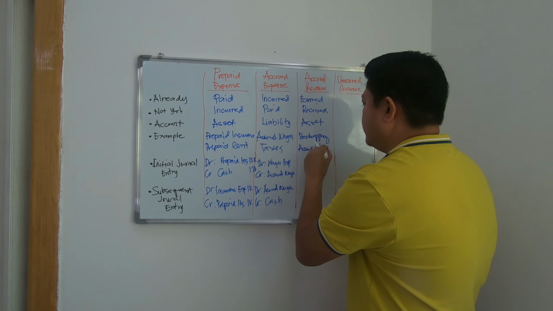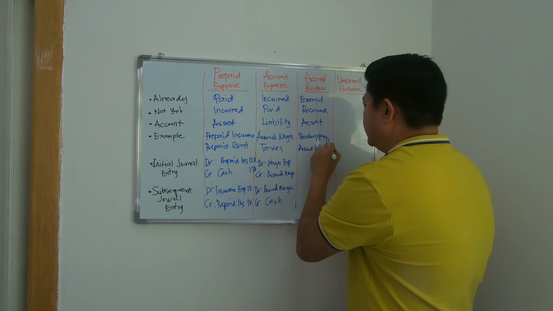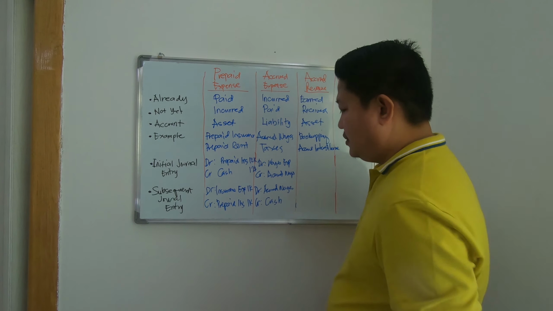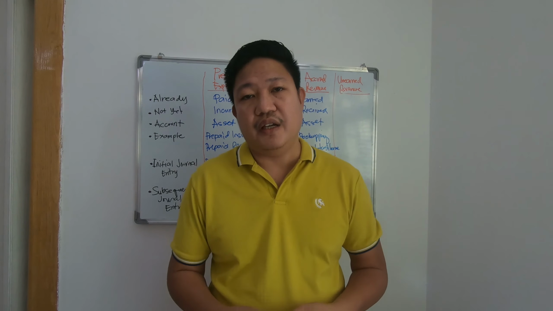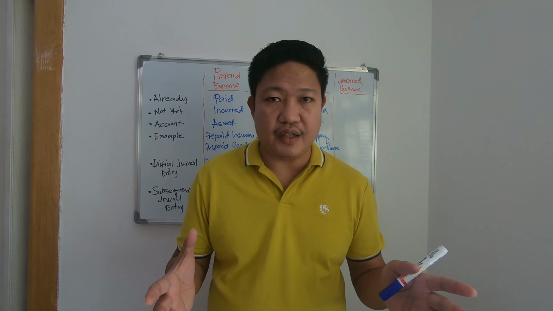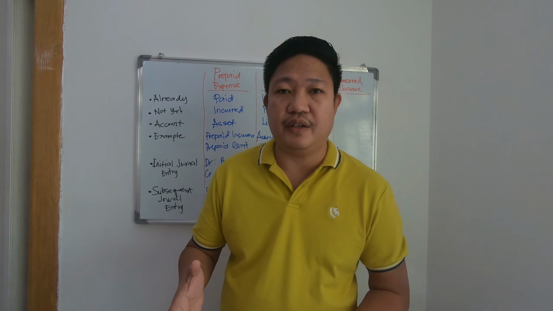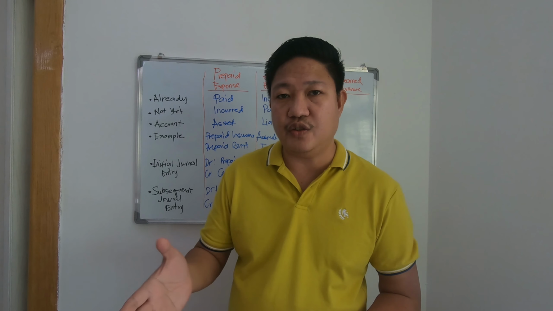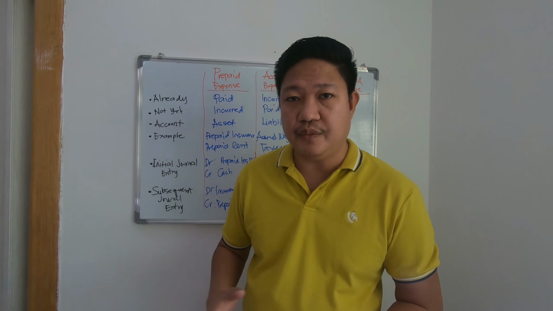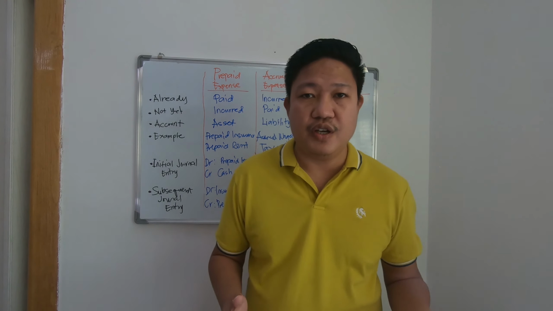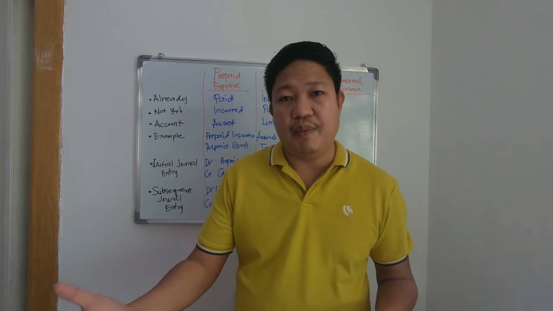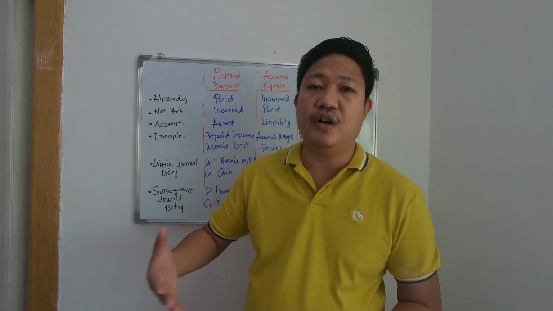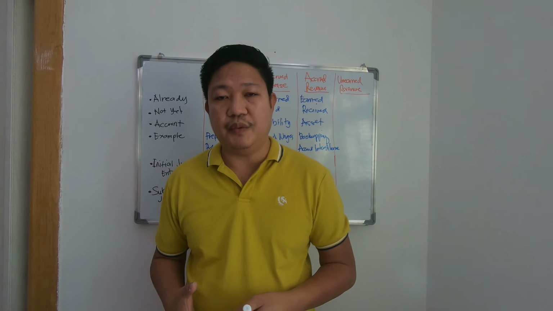Accrued interest income. This is another example. If you are in a lending company and you are billing your customer on the following month, for example, on the third day of the following month, the interest is already earned in the current month, but as agreed in the contract, you bill them only on the third day of the following month.